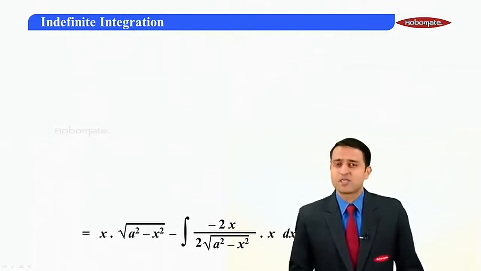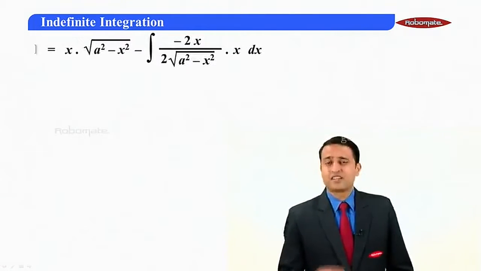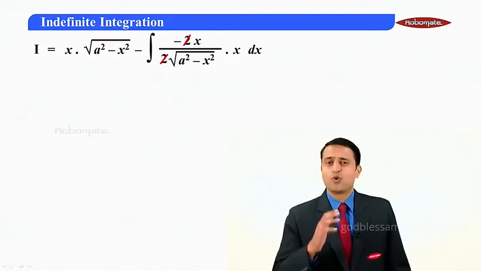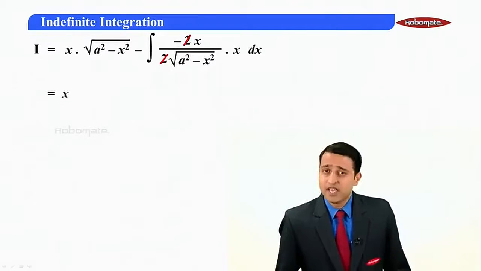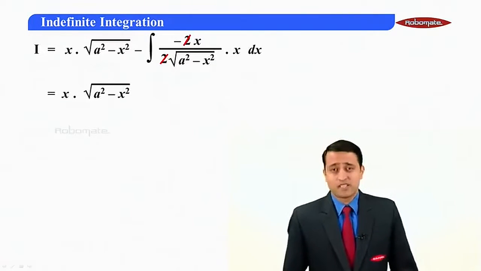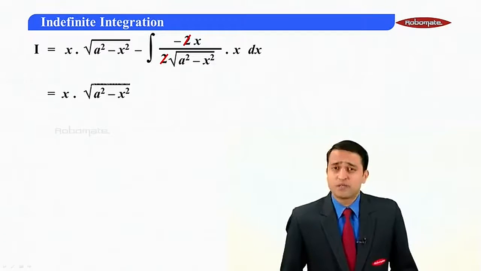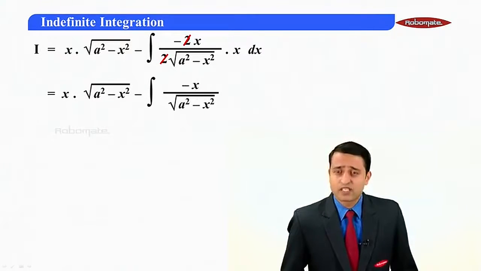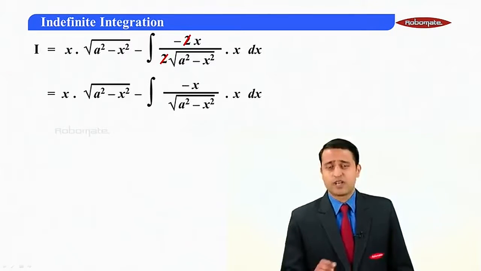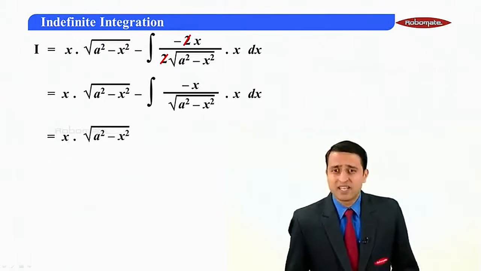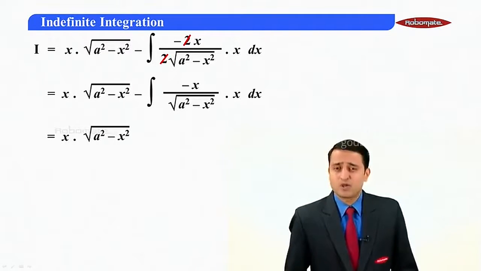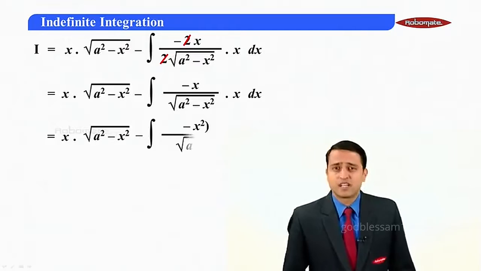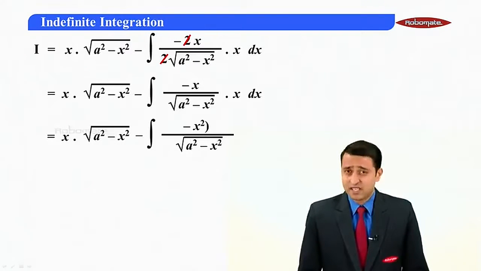Now my dear students, let's simplify this. Now the thing I can think of is cancel the 2 inside the integral. So what should I write in the next step? x into root of a square minus x square remains as it is. We keep the minus inside. There is a reason behind it. So minus of x into x upon root of a square minus x square. Now my dear students, in the next step, can I write minus of x square inside the integral? Correct? Minus of x square inside the integral upon root of a square minus x square.